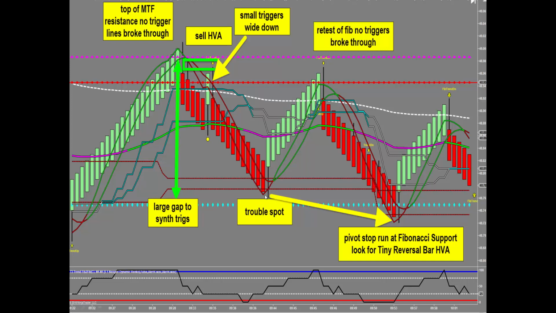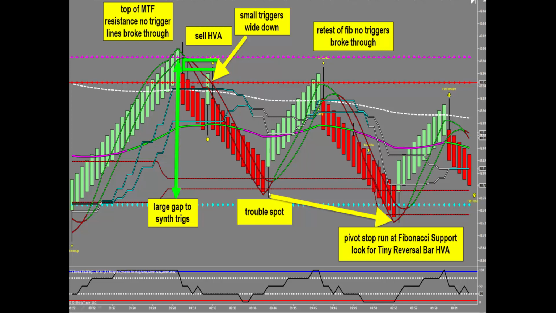And then we trade back into our synthetic triggers, which were very far away. See the big green arrow, right? This big gap back to the other synthetic triggers gives this resistance up here much more power. So when we look at the resistance, even though the small triggers are strong, when they start to roll over below the resistance, we're looking for that HVA for a short.